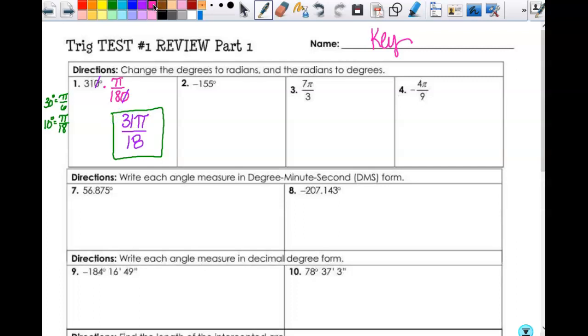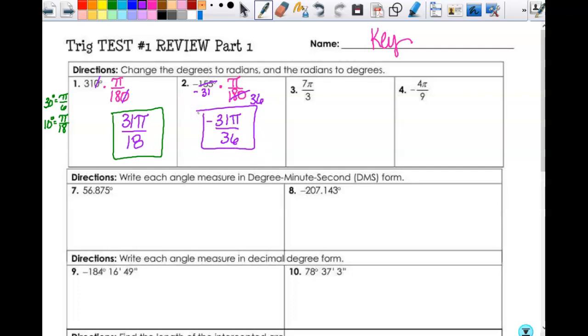All right, so number 2, I'm just going to multiply by pi over 180. You could think around the circle on this one too, you just don't necessarily need to. So both of these I could divide by 5. 5 goes into negative 155 negative 31 times. 5 goes into 180, 36 times. 31 is a prime number, so this is negative 31 pi over 36.